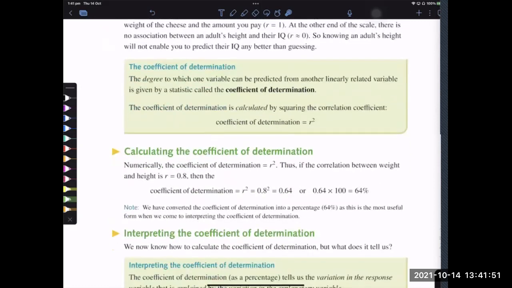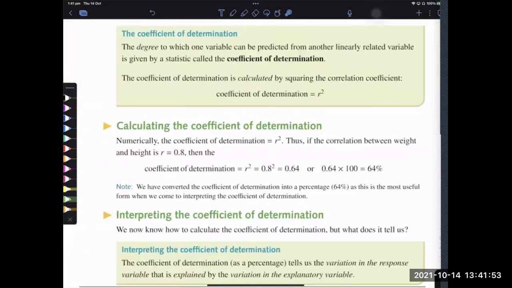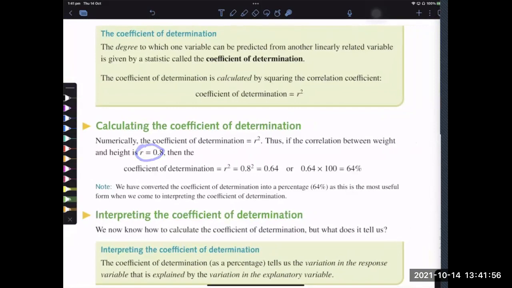So the way that we interpret this, so we know how to calculate it. If your R is 0.8 here, if you do R squared, that's 0.64. Now, if we represent it as a decimal, then that's a proportion or fraction or a decimal. However, most of the time in our final answer in year 12, they want us to represent it as a percentage. So all you have to do is take that value and multiply it by 100, or in other words, move the decimal place 2 spots to the right. Okay, that will give you a percentage.